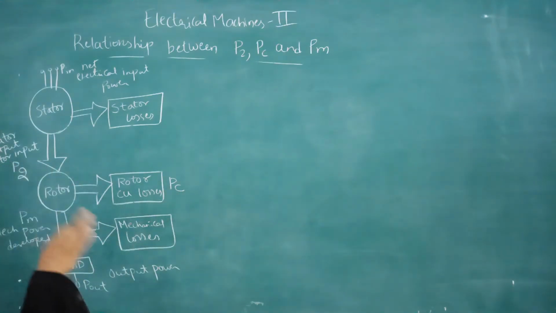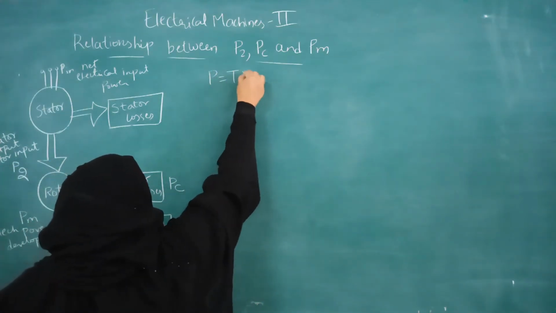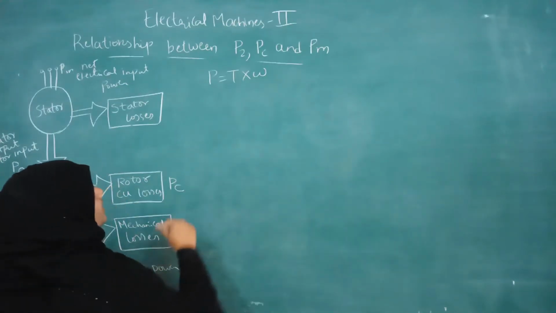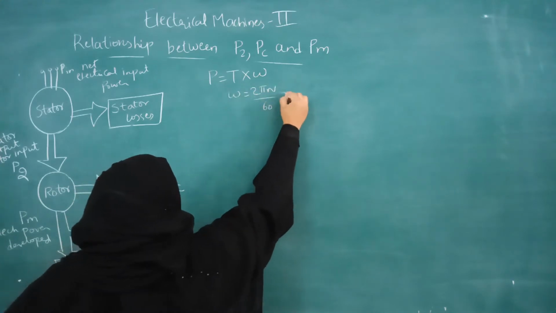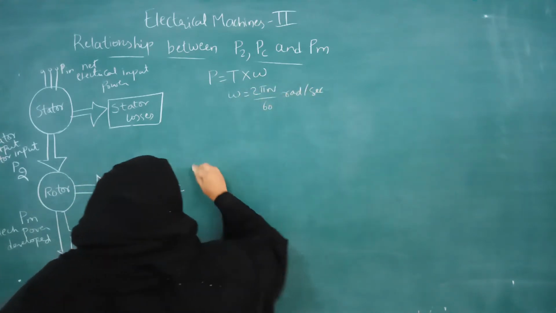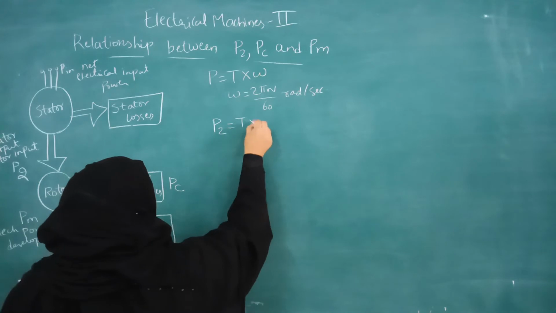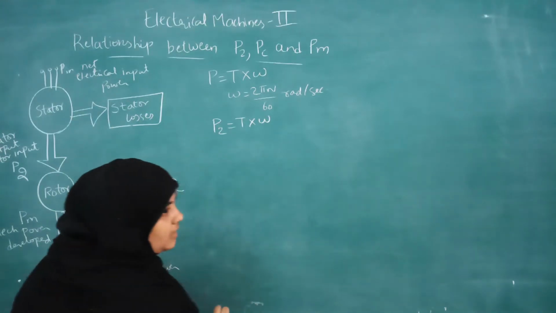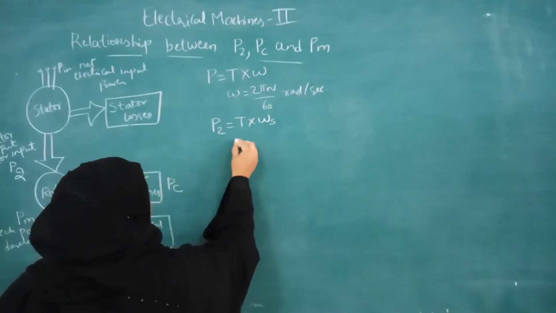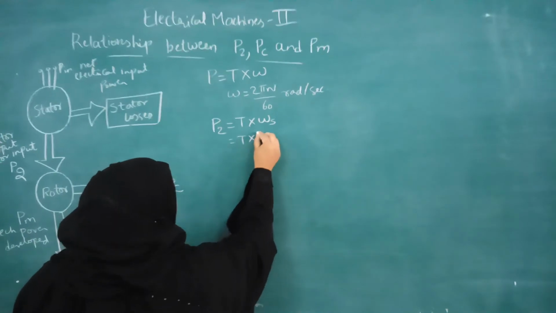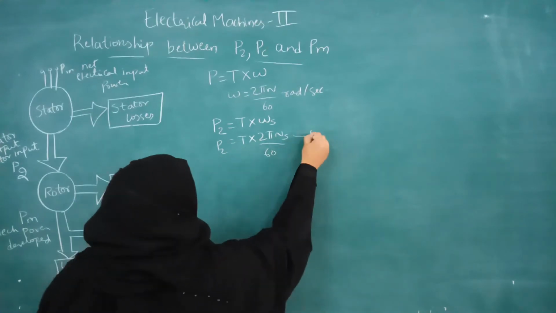Now we have to see the relationship between P2, PC and PM. So how to find out that? We know the equation for power. Power is equal to torque into omega. Omega is the angular speed, that will be given by 2 pi N by 60 radians per second. So for a rotor, input is P2, and it is moving with a speed equal to the speed of the rotating magnetic field, that is Ns. So I can write omega s. P2 will be equal to T into 2 pi Ns by 60. This we can take as equation 1.